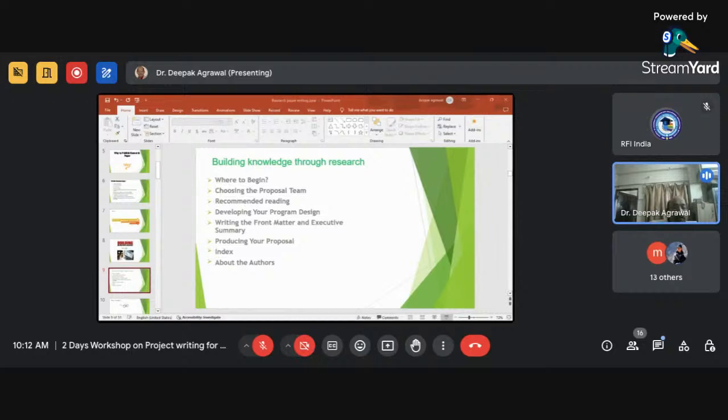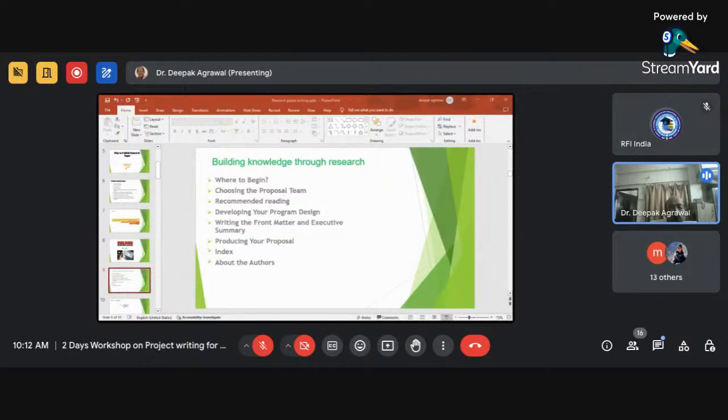It is helpful in developing the program design, how you want to proceed with that. Then further it includes writing the front matter and the executive summary. Particularly when we talk about the executive summary, it becomes very popular in terms of thesis writing. But in terms of a research paper, the abstract writing is to be considered sufficient enough.